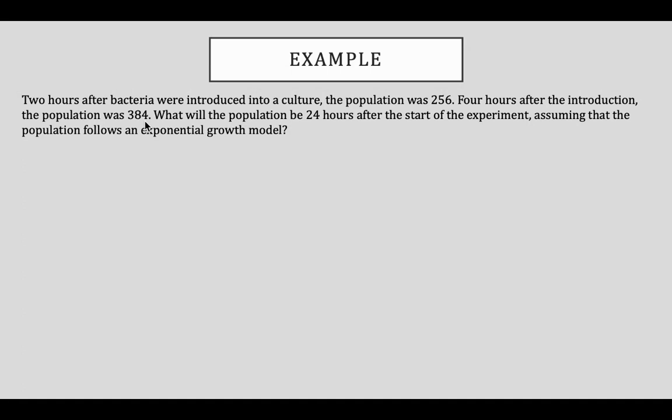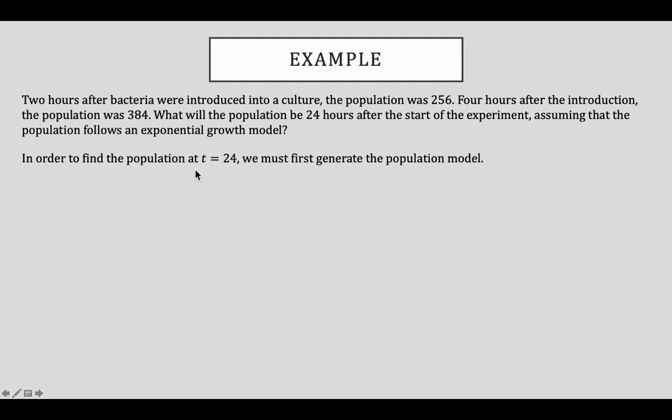All right, so in order to answer this question, we need to find the population after 24 hours. We first have to come up with a model that represents our population. We want the population as a function of time. All right, to find the population at t equals 24, we must first generate the population model. And because this is exponential growth, we know that our model is going to come in the form of y equals ae to the bx.